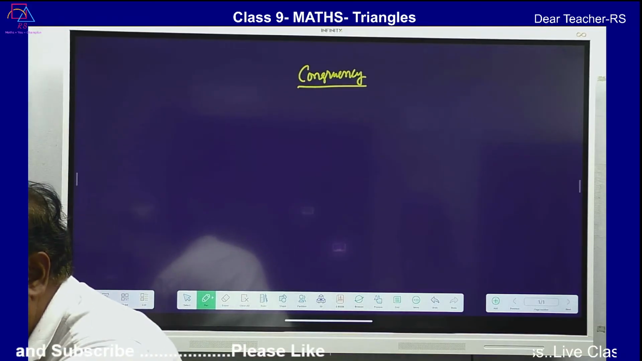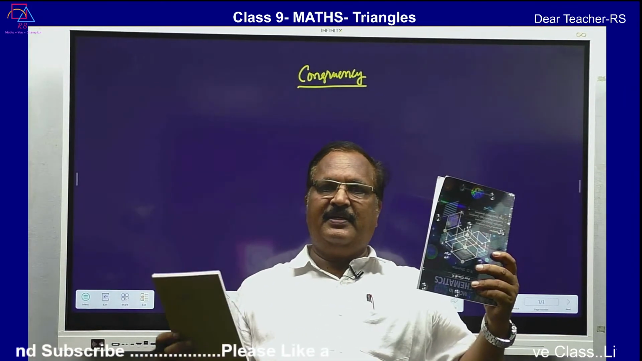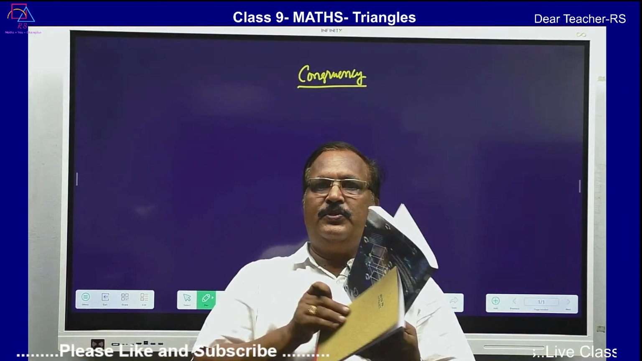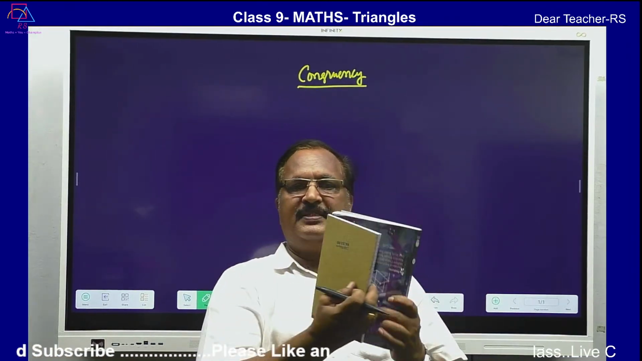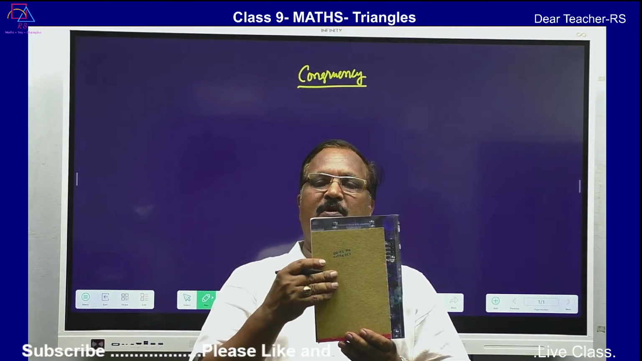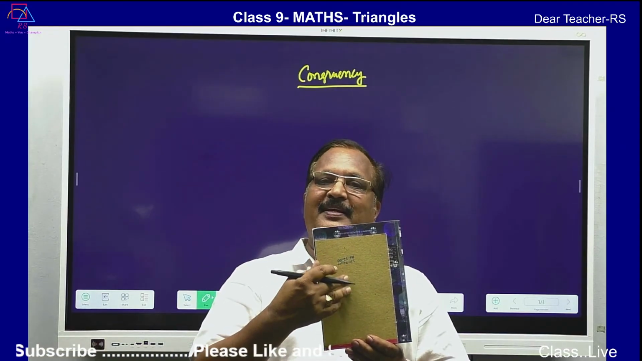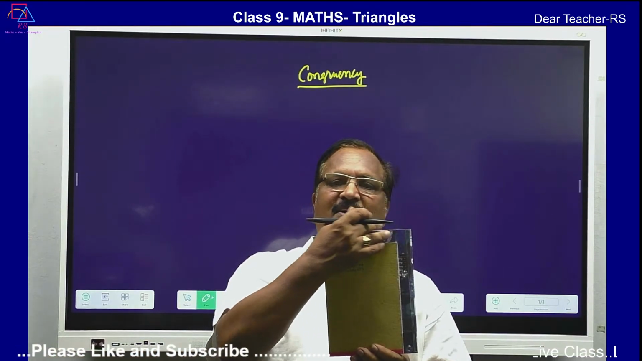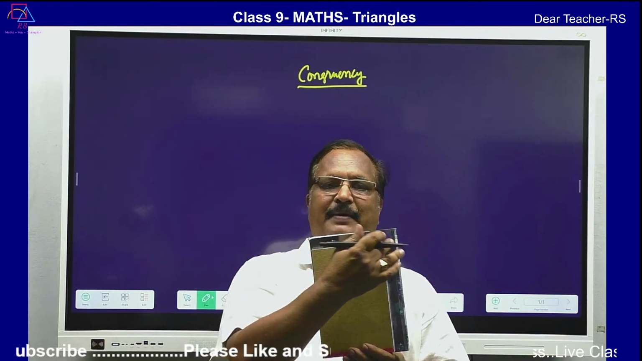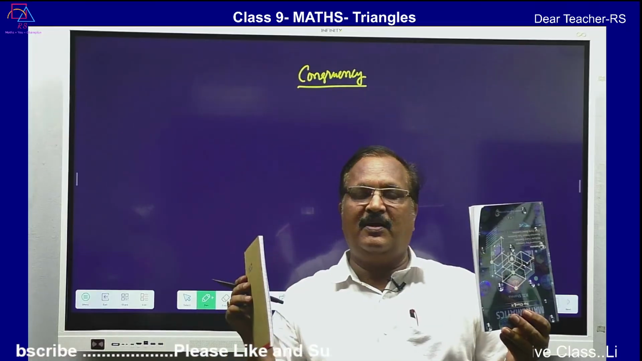For example, I have two figures. This is one figure and this is another figure. If I keep these two figures on one another, what happened? This is the small figure. The small figure is not covering the entire thing. There is some gap. Therefore, these two are not congruent.